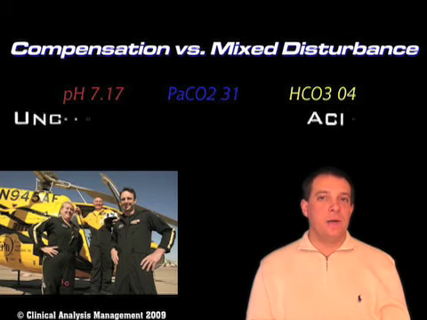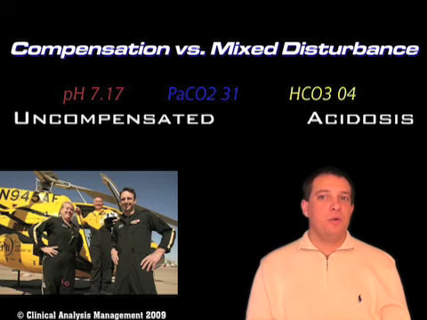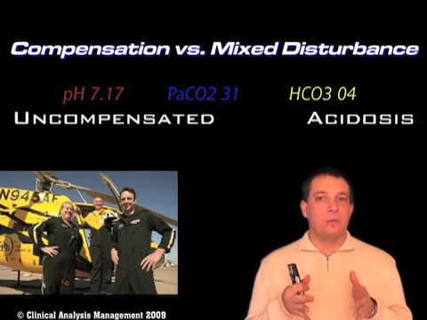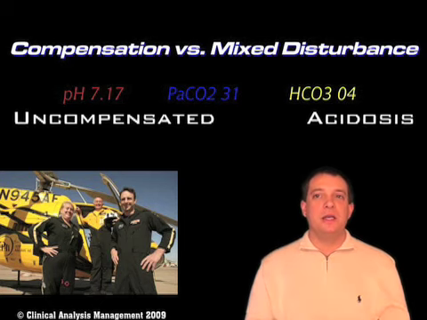We know this is an uncompensated acidosis, right? The 7.17 is less than 7.35 to 7.45. It's not within that range, so it is uncompensated. And we know it's less than 7.4, so we know it's acidotic. So it's an uncompensated acidosis.